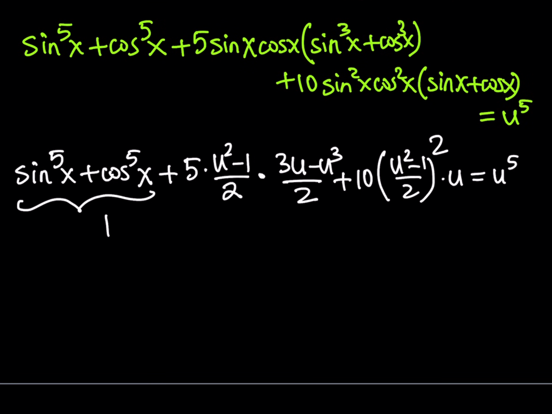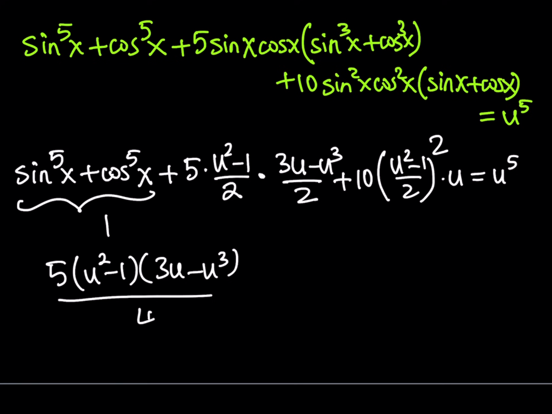Well, it looks like 4 is going to be, okay, let me write it first this way, and then I'll take care of the 4. So I should be getting something like this. That divided by 4 plus, and I'm going to subtract 1, don't worry about that. This should give me 10u multiplied by u squared minus 1 squared.